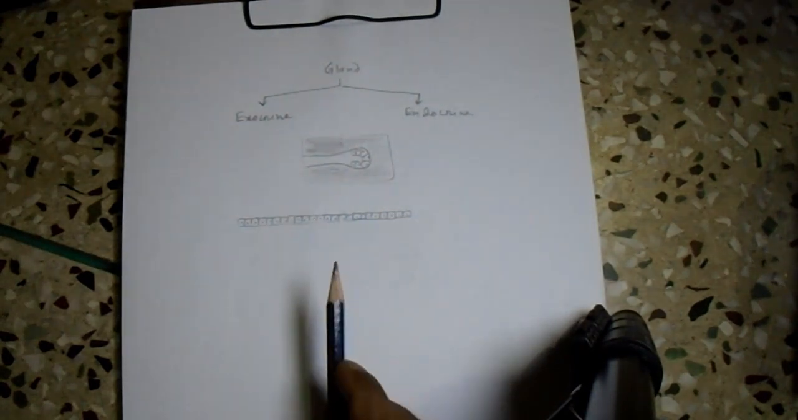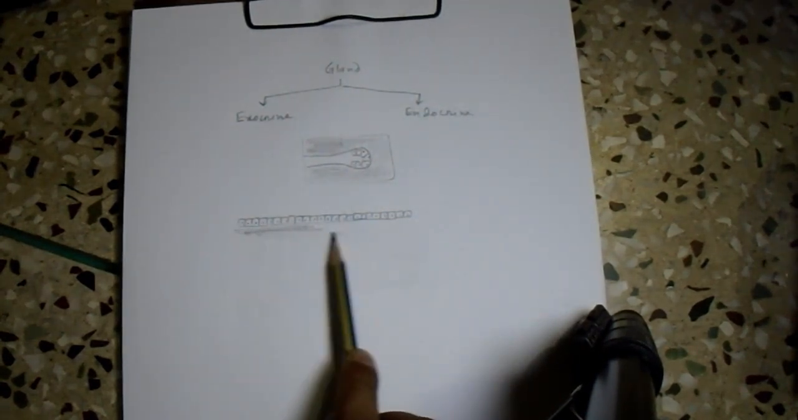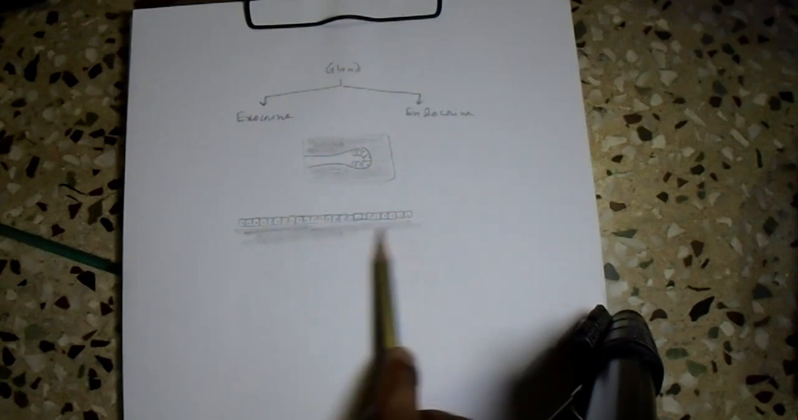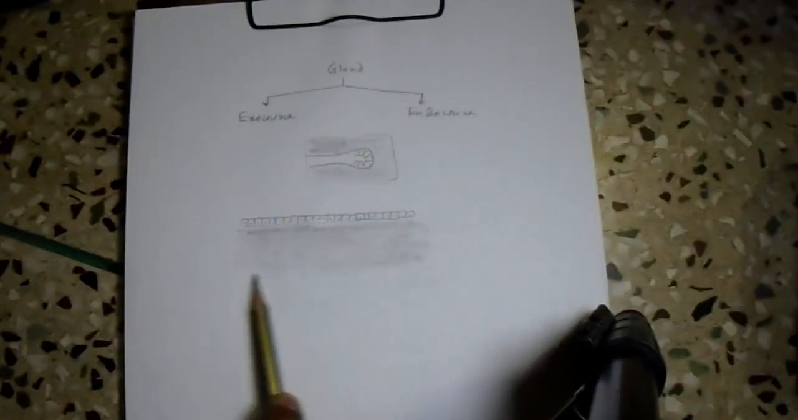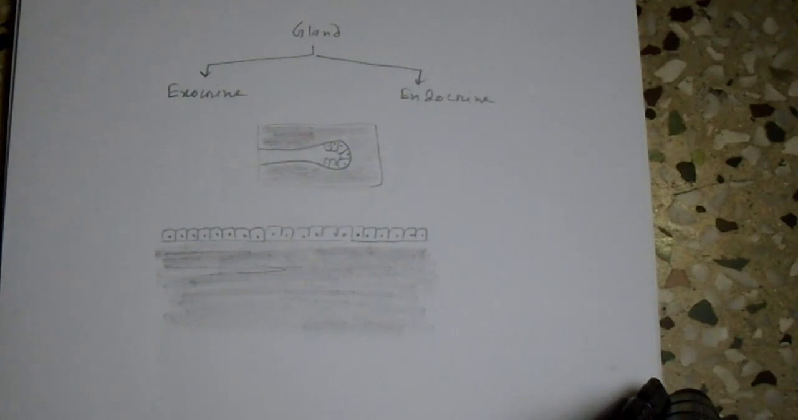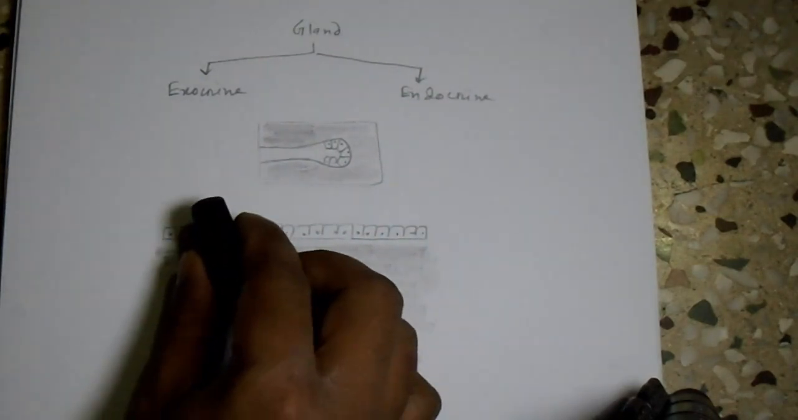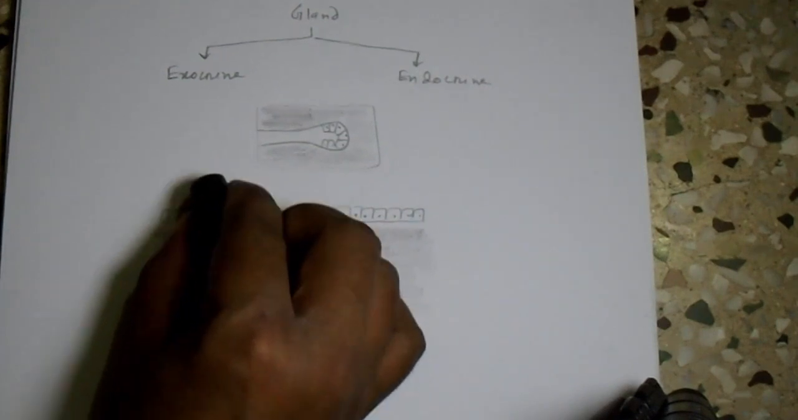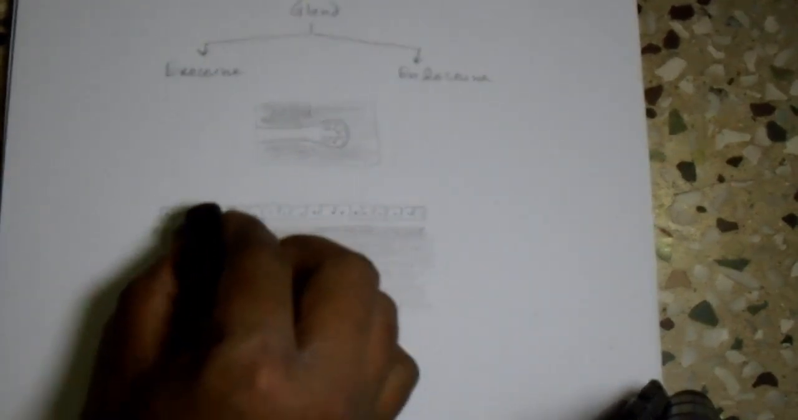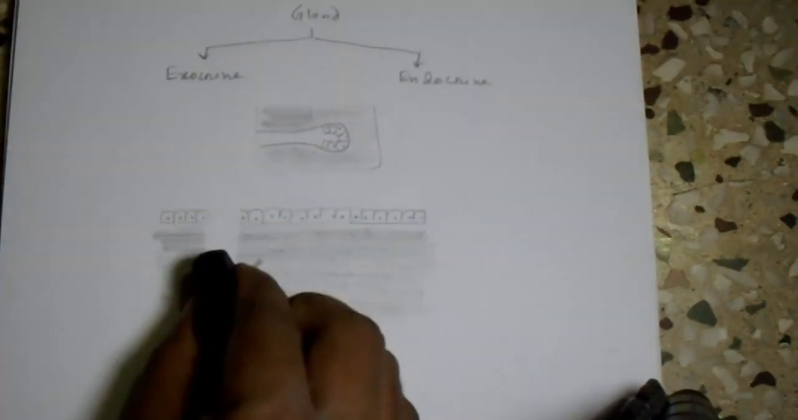Suppose these are the underlying connective tissue. So a gland develops from the covering epithelium by cell proliferation and growth into the underlying connective tissue. From here they will proliferate deep into the underlying connective tissue.